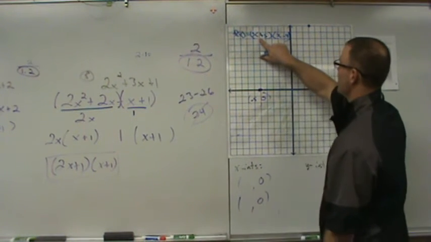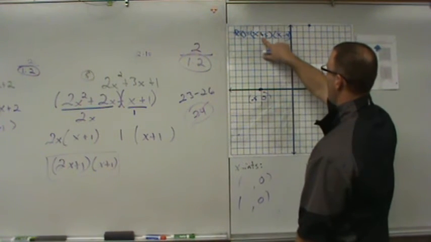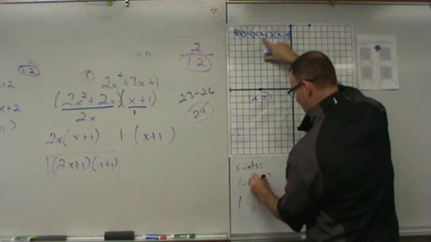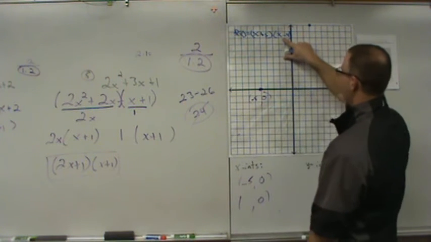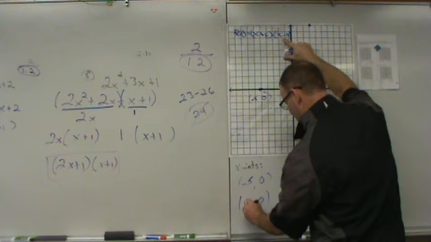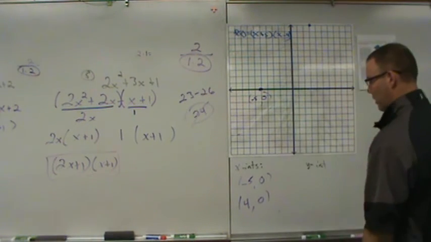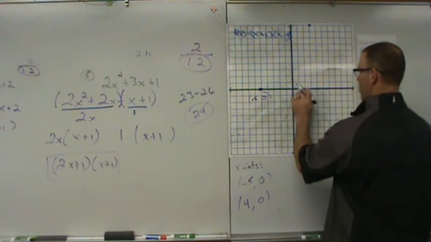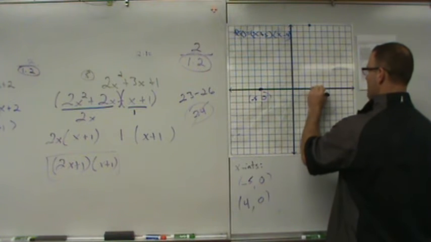Well, my x-intercepts are the opposite of what my factors are. So +5 here, so one x-intercept is going to be -5. The other factor is x minus 4, so that means my other x-intercept is +4. So -5 and 0 and +4. 1, 2, 3, 4. Here's my x-intercepts.